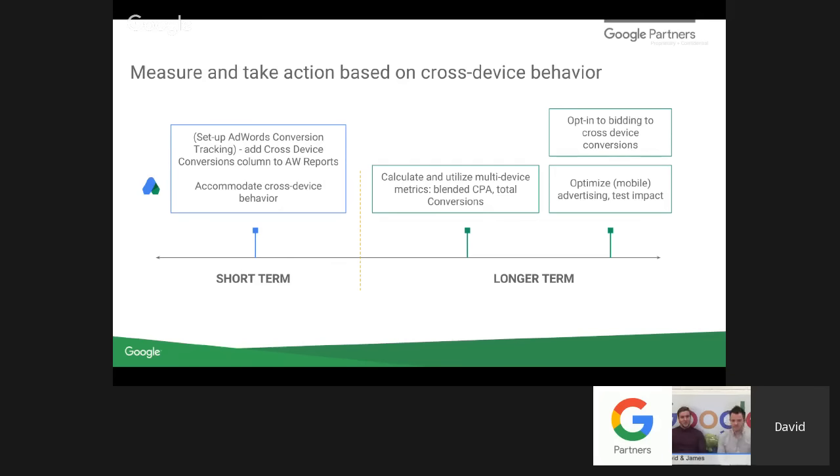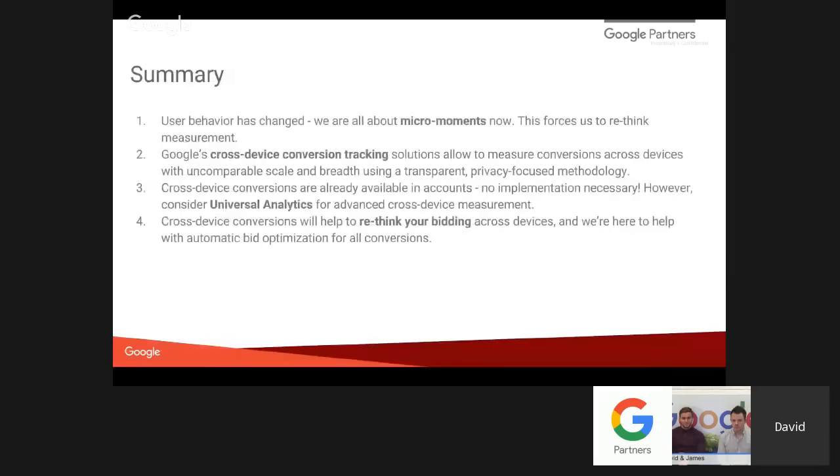So that's pretty much everything that we wanted to go through. So just to give you a quick summary, user behavior has changed. We're all about micro-moments now. This forces us to rethink measurement. Google's cross-device conversion tracking solutions allow us to measure conversions across devices with unparalleled scale and breadth using a transparent, privacy-focused methodology. Cross-device conversions are already available in accounts, no implementation necessary.